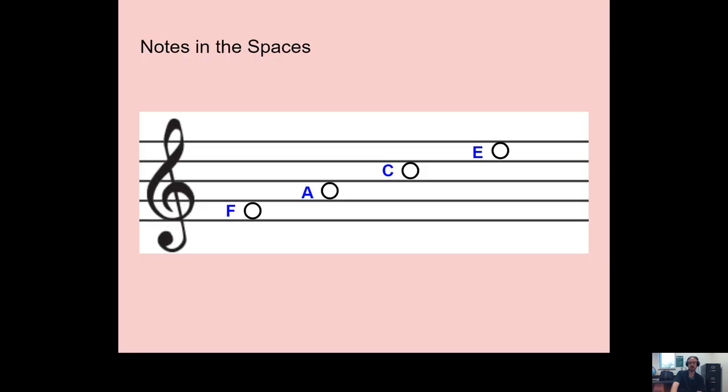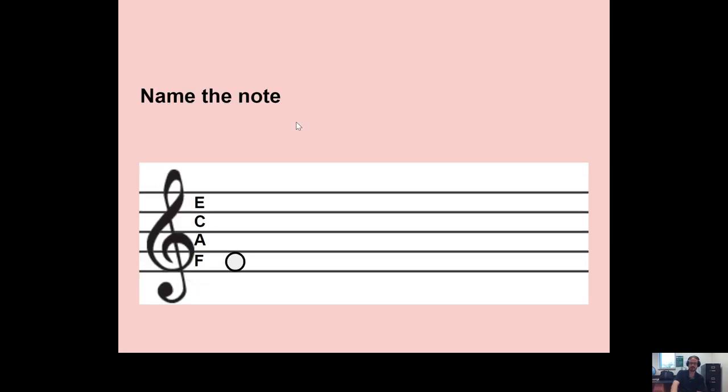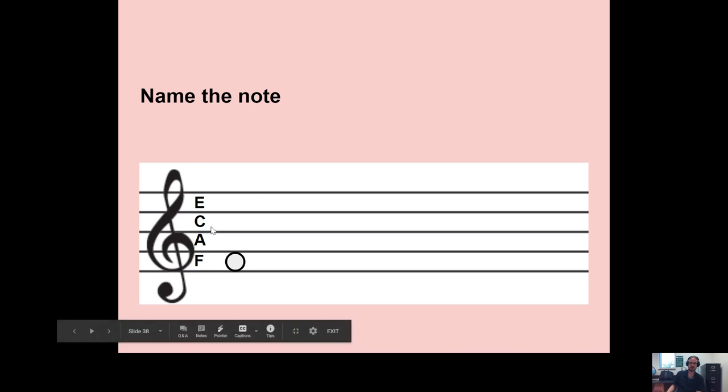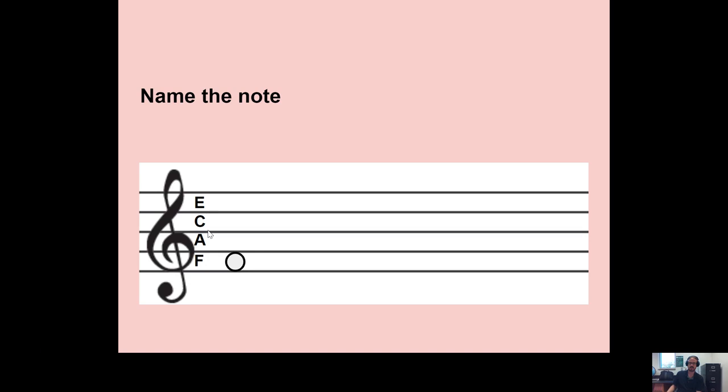line. Okay, now we're going to name the notes on the spaces. So right now we're just going to be dealing with these four notes, F, A, C, and E. We're going to get used to identifying those notes on the staff. Right now we have the letters on the side here to help us out, but eventually those letters are going to go away and we're going to do the best that we can to identify the notes correctly, even if the letters aren't there to help us out.